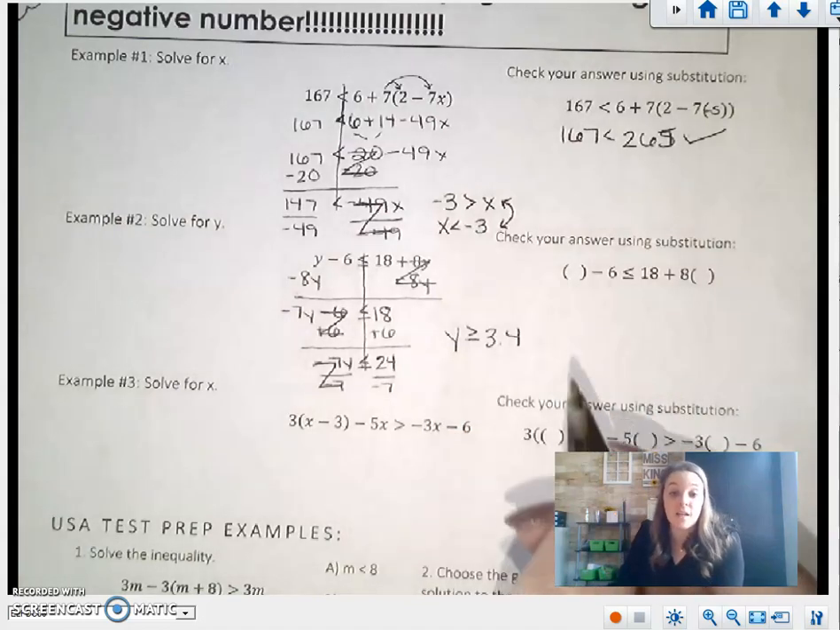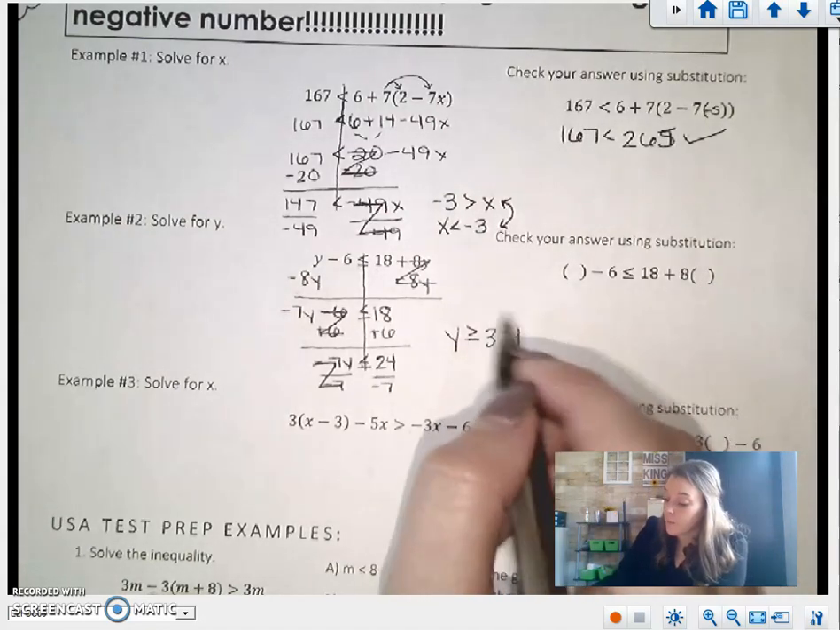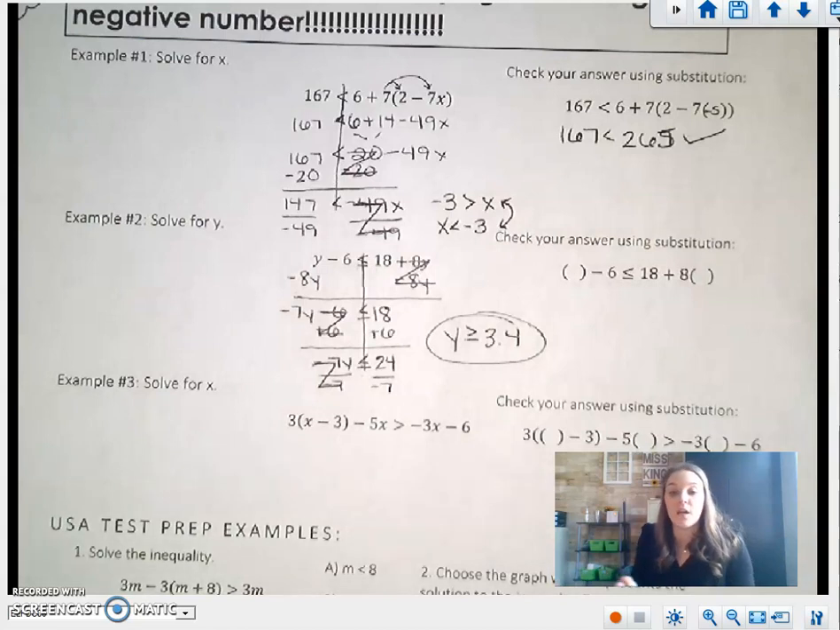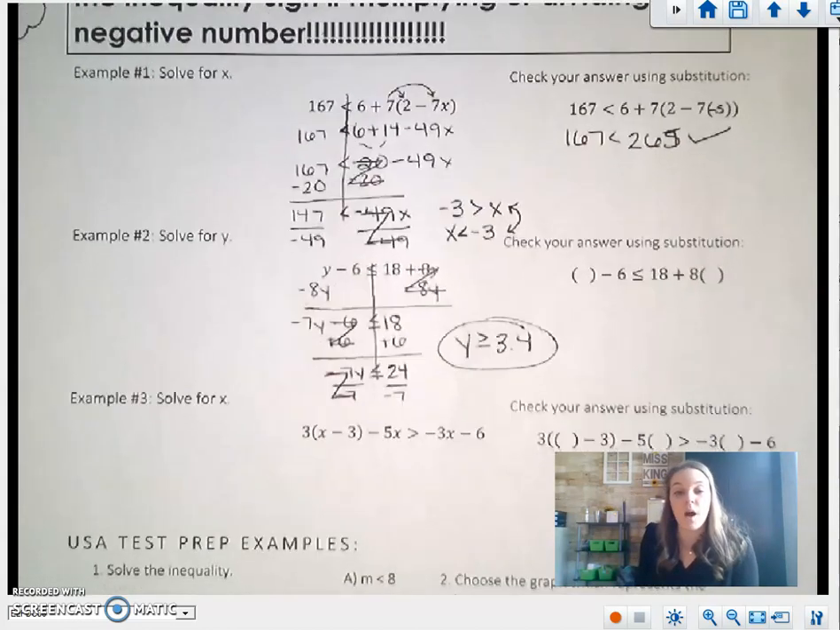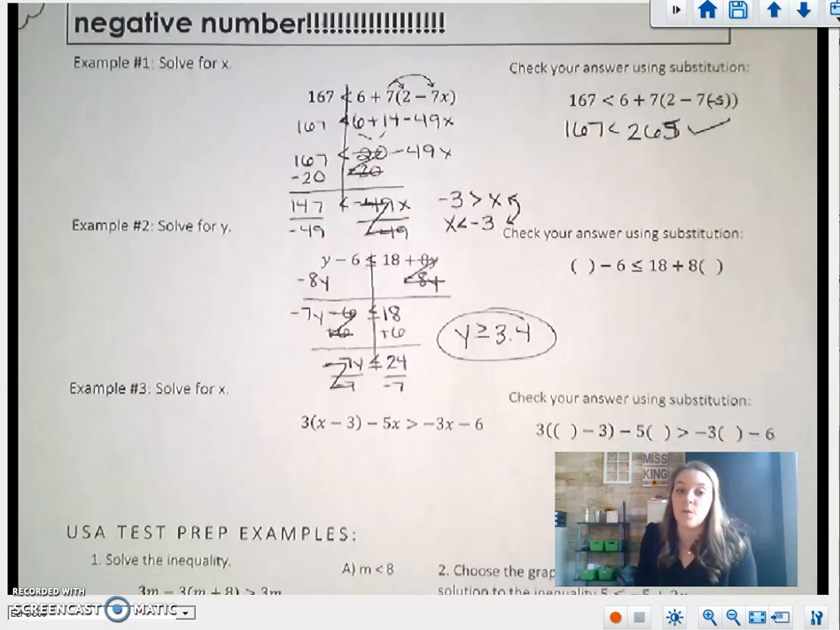You can get a decimal for your answer. If you get a decimal for your answer on a classwork assignment or on a test, I would double check your answer choices. If none of them are decimals, that means you made a small mistake. Or you can call me over and see if you're supposed to get decimals. So for this one, we got y is greater than or equal to 3.4 as our answer.